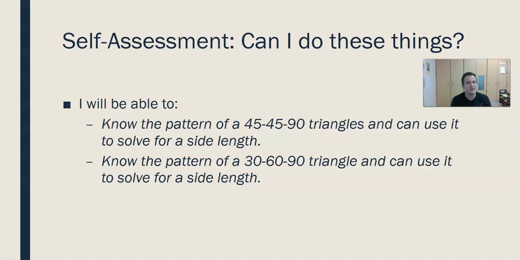I hope by the end of this lesson that you're now able to recognize and use the patterns associated with the 45, 45, 90 triangle and a 30, 60, 90 triangle, and use those patterns to solve for the different side lengths. We're going to be using a lot having to do with these triangles in the upcoming units, so it's going to be really helpful to be able to remember and recognize these relationships.